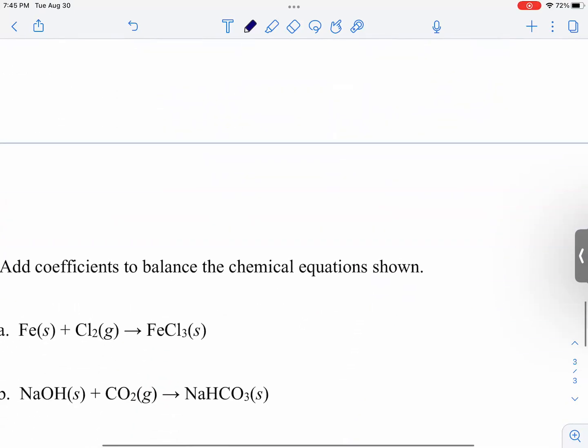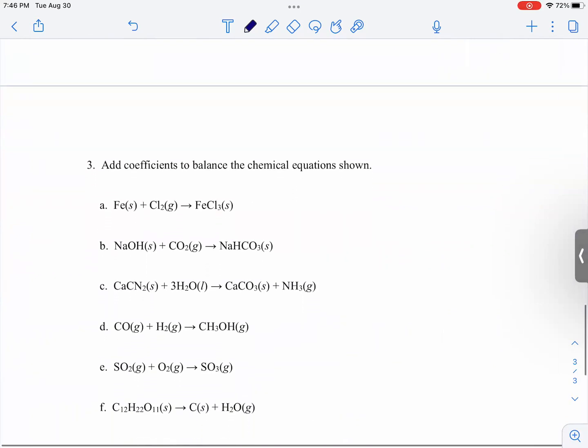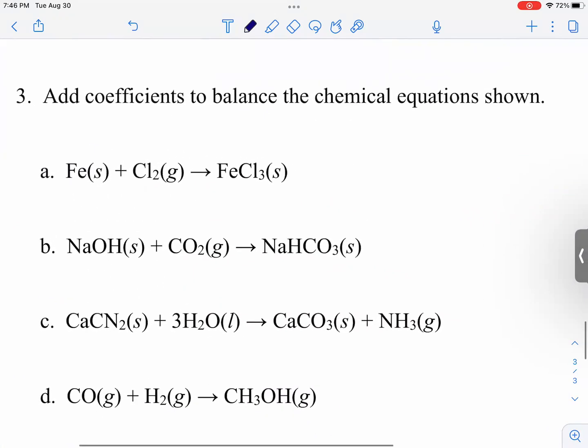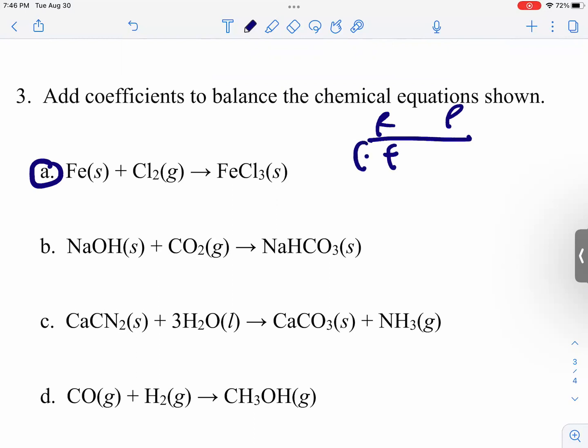So let's see, what else can we look at? Let's balance another one. Let's pick this one, A. For the reactants and the products, we're going to write them out. So for iron, how many? We have 1 on the reactant side, 1 on the product side. Chlorine, we have 2 on the reactant side, 3 on the product side.